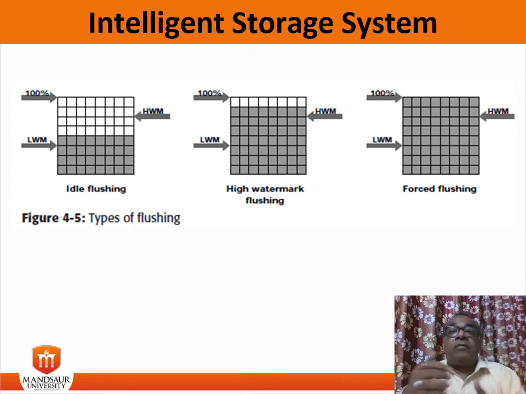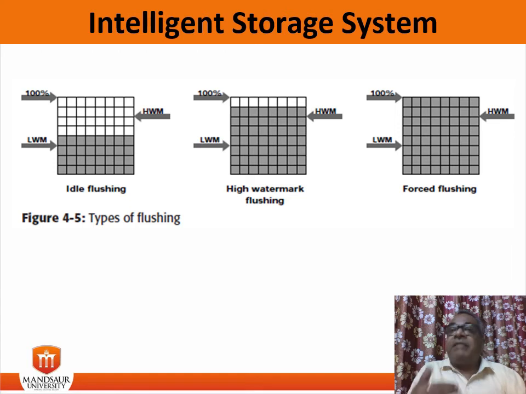The cache utilization level drives the mode of flushing which is used. These are the types of flushing shown here: idle flushing, high watermark flushing, or forced flushing. Idle flushing occurs continuously at a modest rate when the cache utilization level is between the high and low watermark. That's why it's called idle flushing.